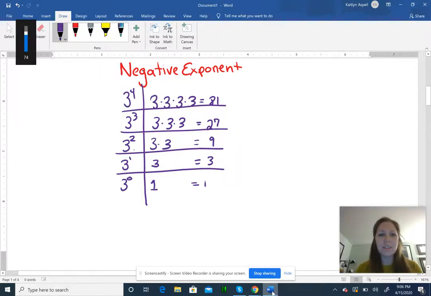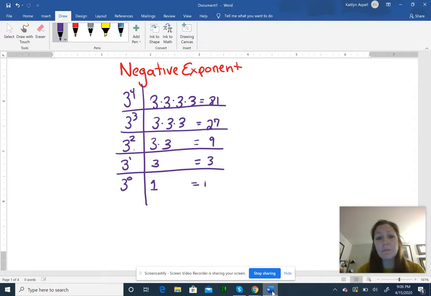Okay, ladies and gents, last video. So, we're going to talk about negative exponents here. Negative exponents, how are they different from positive exponents? That's the big deal, right?